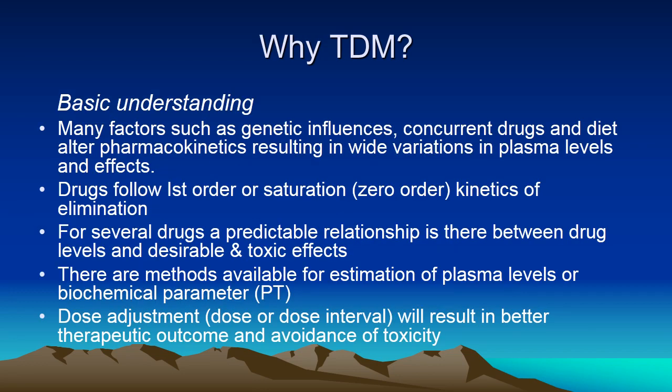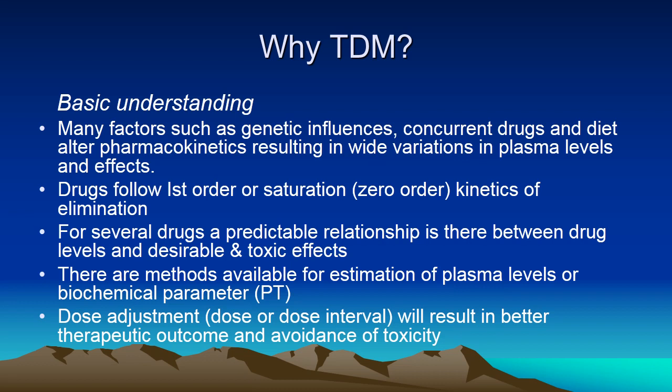Let us basically understand the facts. Many factors such as genetic influences, concurrent drug use, and diet alter pharmacokinetic features of the drug, and this results in wide variation in the blood levels and therapeutic effects. It may result in toxicity as well.